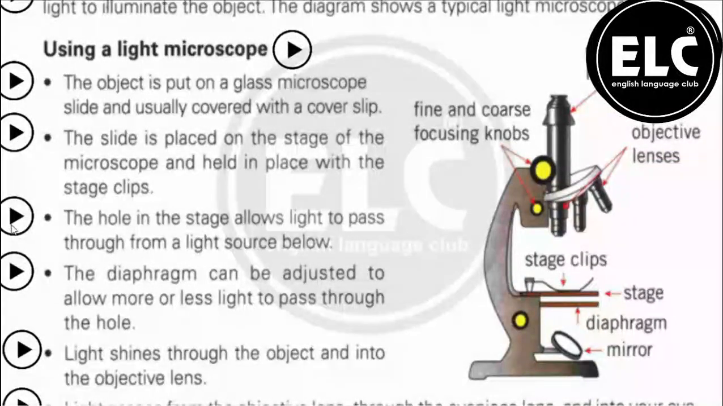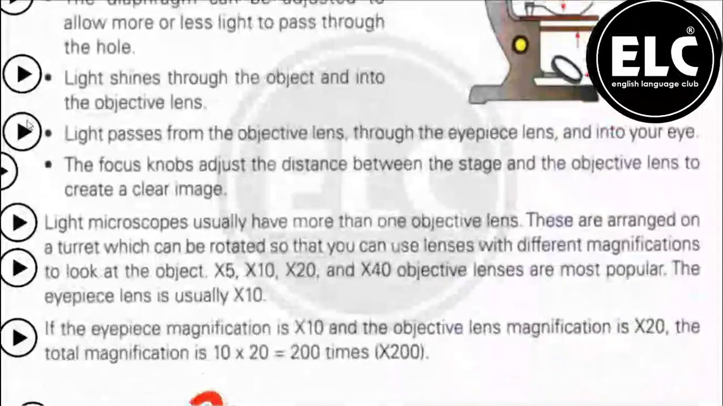The slide is placed on the stage of the microscope and held in place with the stage clips. The hole in the stage allows light to pass through from a light source below. The diaphragm can be adjusted to allow more or less light to pass through the hole. Light shines through the object and into the objective lens. Light passes from the objective lens through the eye. The focus knobs adjust the distance between the stage and the objective lens to create a clear image.